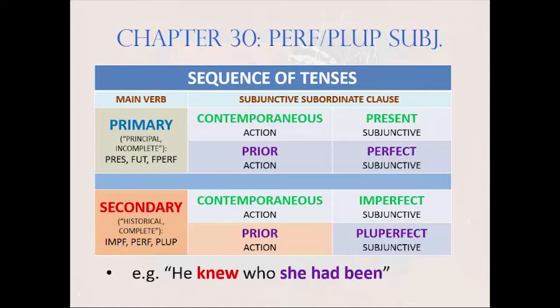That sounds like the plot of a film noir. And that calls for the pluperfect subjunctive, fuisset, which would be a great name for a French film noir. Fuisset. She had a past, and he knew it. This whole sequence of tenses stuff is actually quite simple.